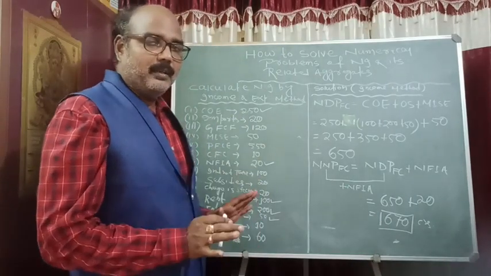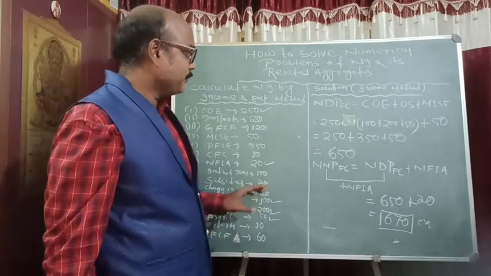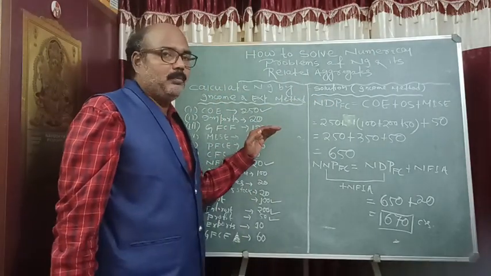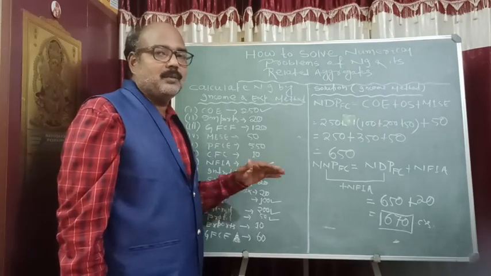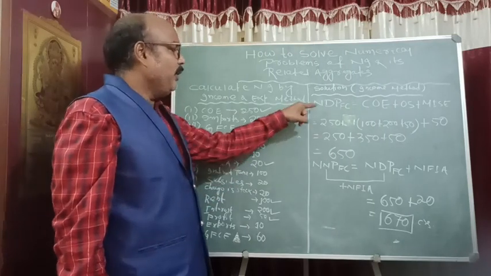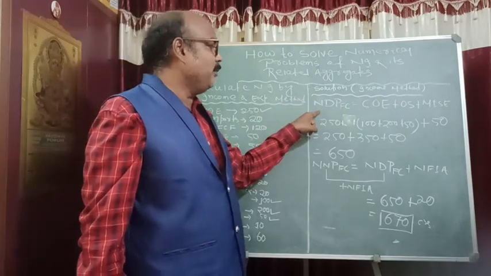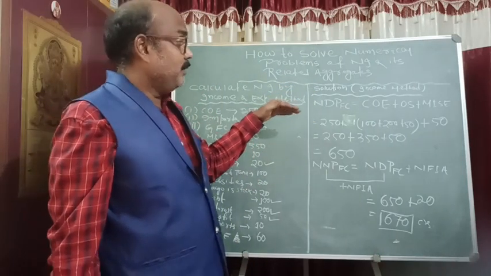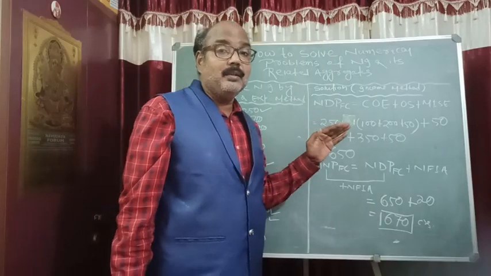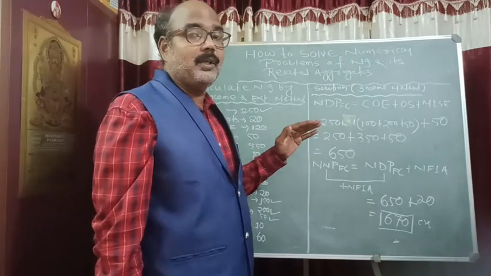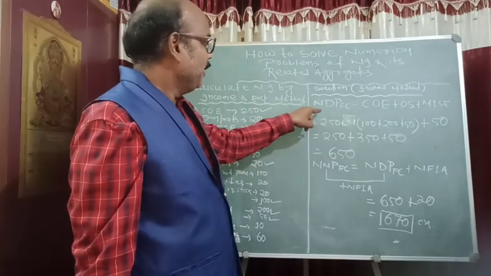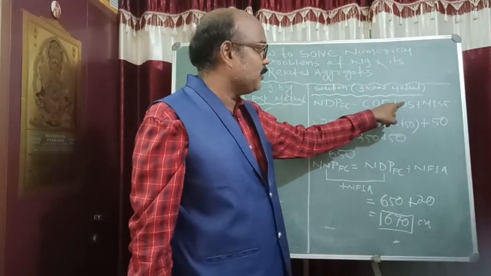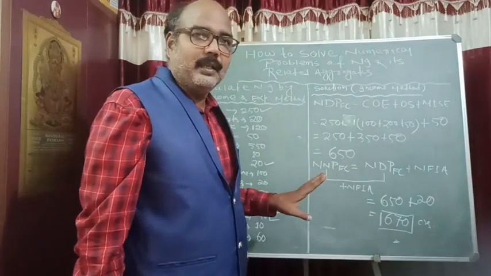Is it clear? I am telling you, it is given here that we have to find out national income by the income method and the expenditure method. So in the income method, the first step is to find the different components of the NDPFC, otherwise called the net domestic income. So net domestic income or NDPFC is the sum of compensation of employee plus operating surplus plus mixed income.